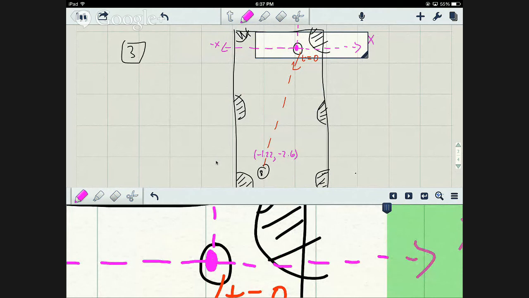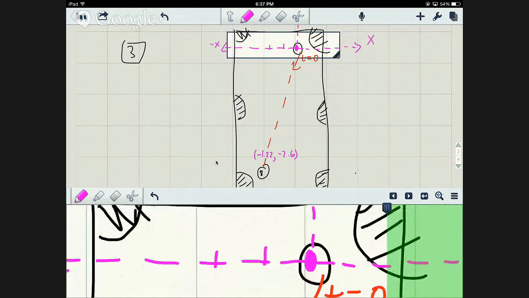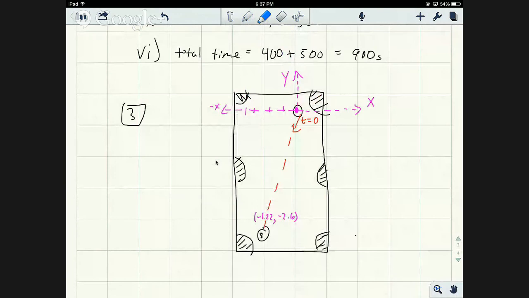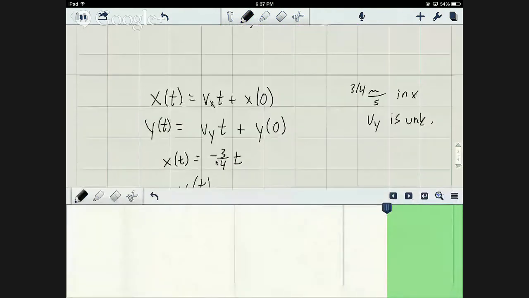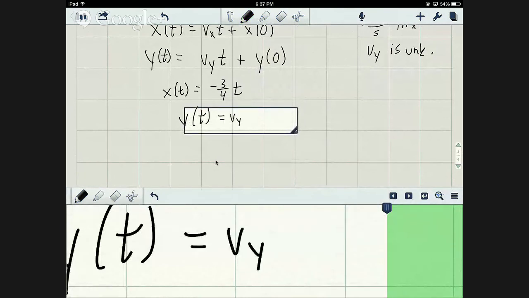What x of t will give us, which is what we just wrote, is just the x-coordinate that the billiard ball is at as a function of time. So it just gives us positions on this axis. However, it will not tell us how far down the ball is at any time. In order to pinpoint how far down it is, we need the y-coordinate as a function of time. Now here, the ball's traveling in the negative y direction. We don't need to put that information in because Vy is unknown right now. So y of t is equal to Vy t plus the y-coordinate at time t equal to 0.